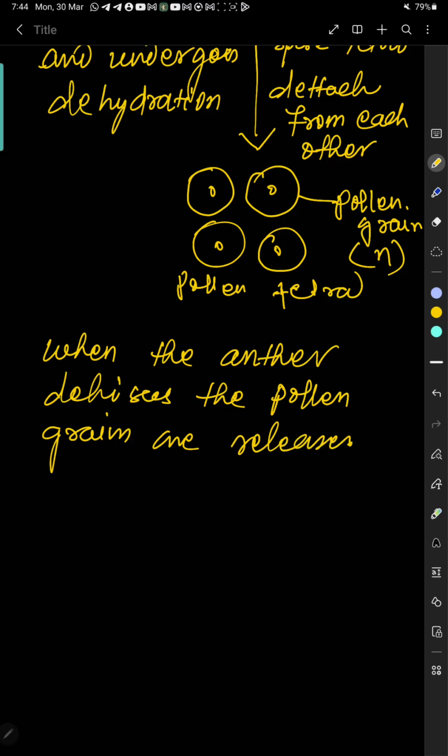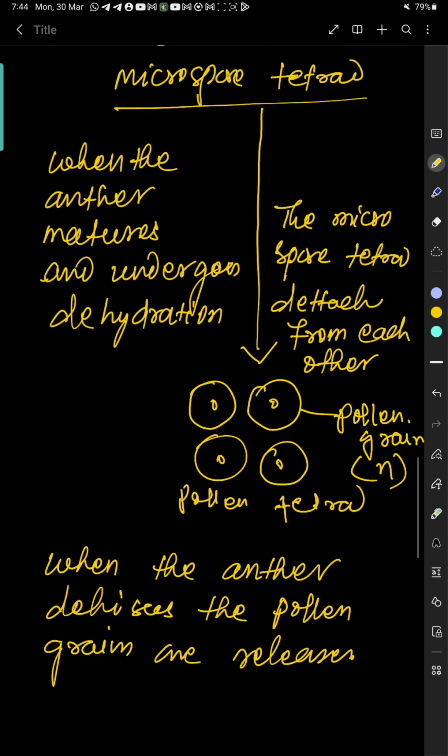But I have explained to you that each microspore develops into a pollen grain. That means during the course of this development, some changes must be taking place in the microspore. So let us see what changes convert the microspore into a pollen grain.